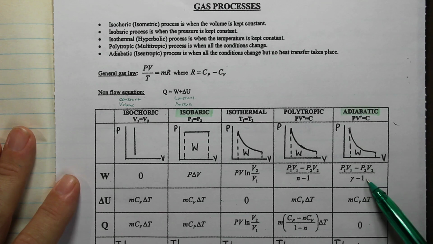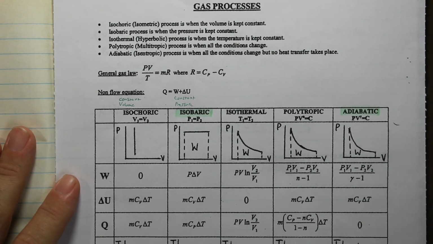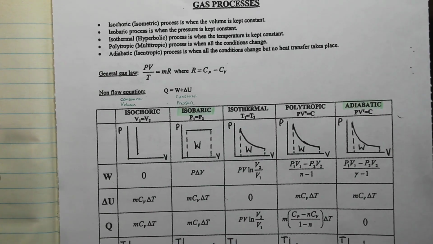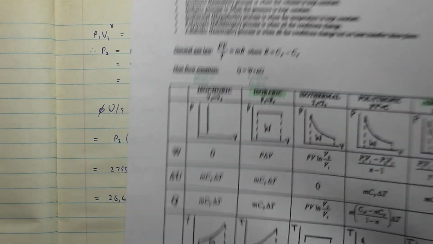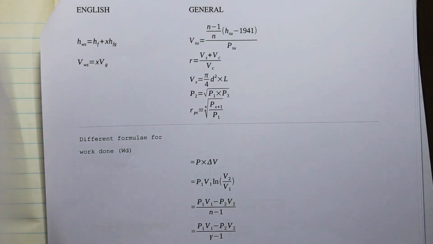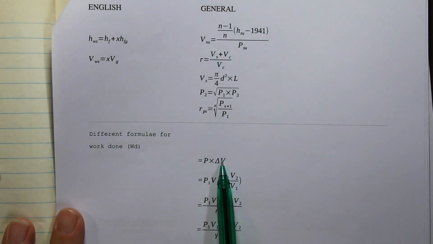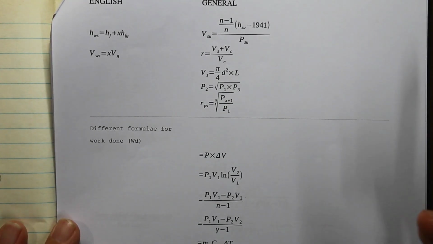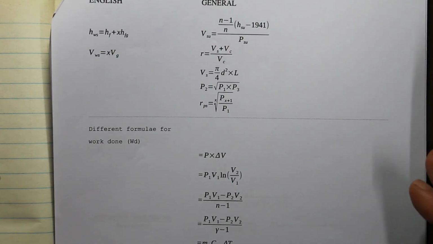All right, so that's the area under that curve. Okay, so those are actually the two formulas that we're going to be using for work done. And again, it's on the formula sheet there. That's for an isobaric or constant pressure process, and over here polytropic, and here is for the adiabatic process because it has gamma. All right, so there are the formulas.